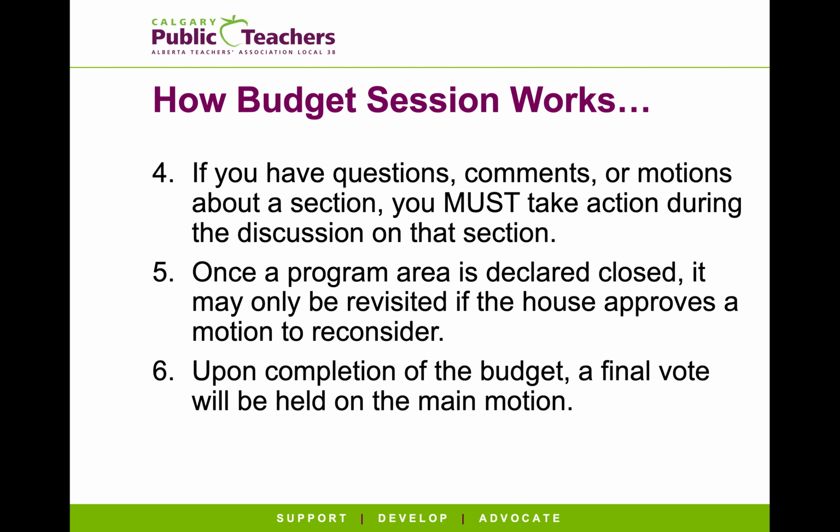During that section of the budget, you must take action if you wish to seek changes. Once a program area is declared closed, you can only revisit it if the House approves a motion to reconsider. This can be difficult to achieve. Upon completion of the budget, a final vote on the main motion will be held.